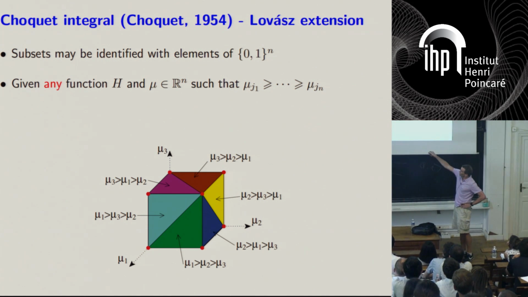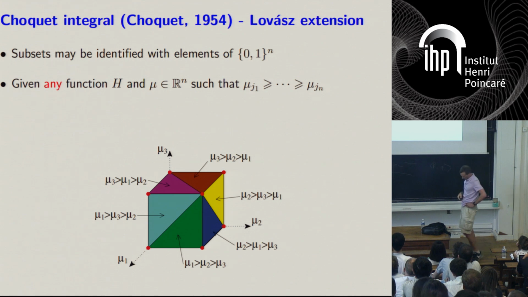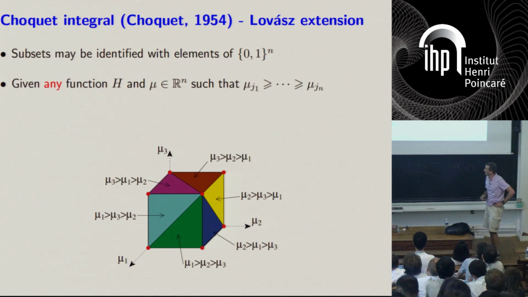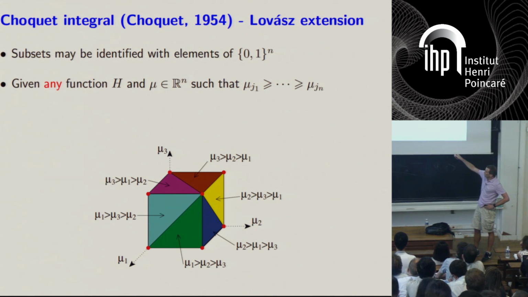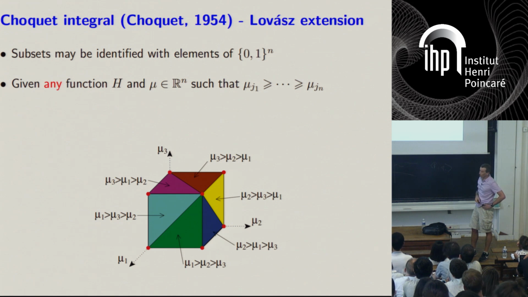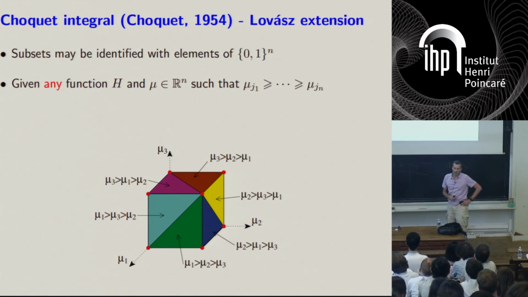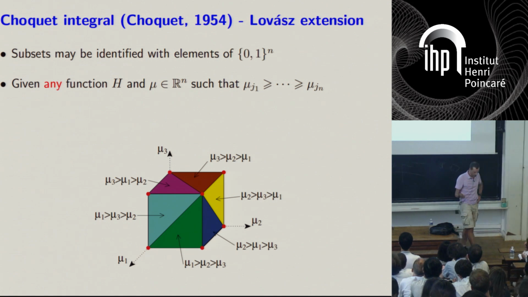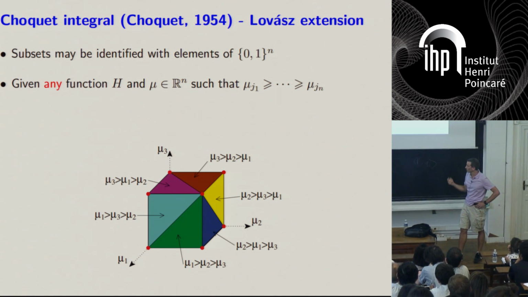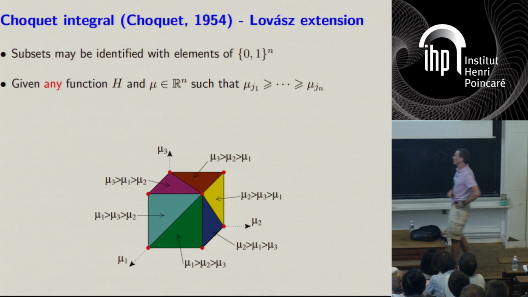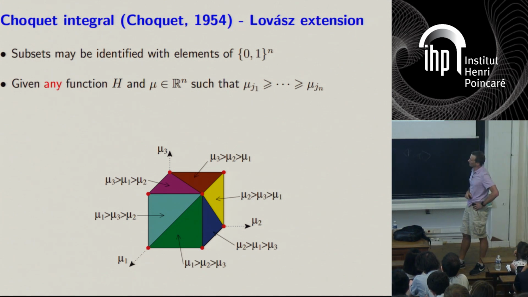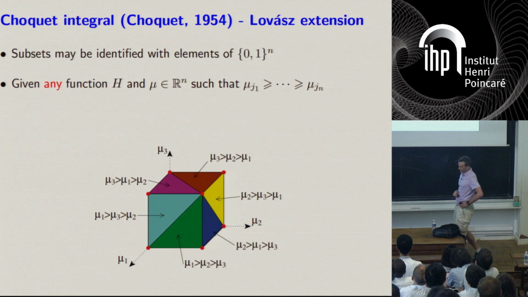Then once you are in one of those tetrahedra, or simplices in higher dimensions, you know the value at every vertex of that tetrahedron, and you can linearly interpolate within it. To do an affine interpolation, you just need d plus 1 values, here n plus 1 values. And this is how the Choquet integral is defined.